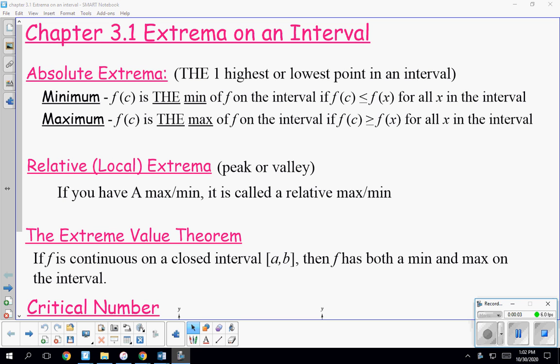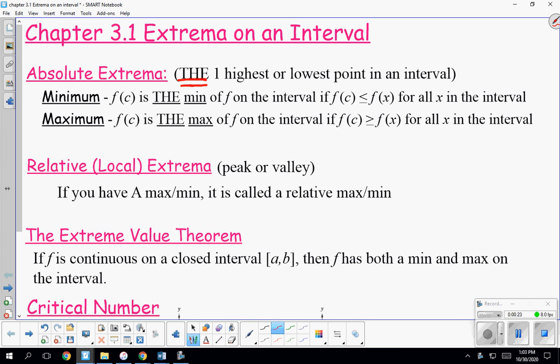In this video, we're going to talk about absolute extrema and relative extrema. So extrema is kind of the plural for maximums and minimums. A maximum is a highest point, a minimum is a lowest point. And we have two different ones.